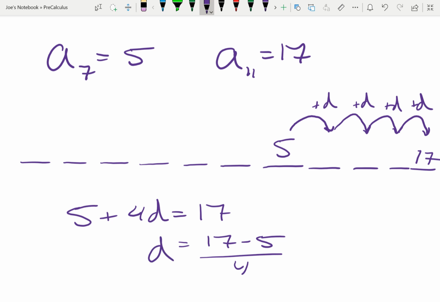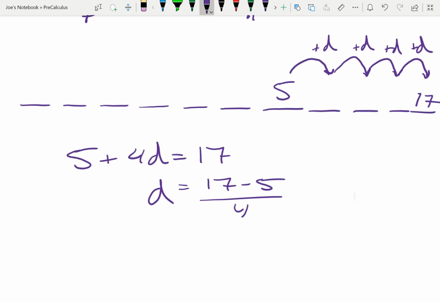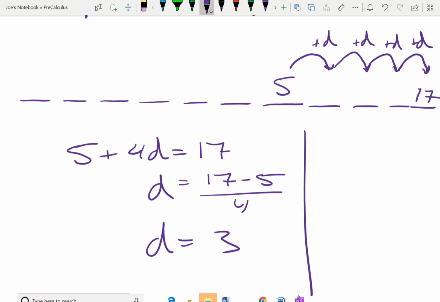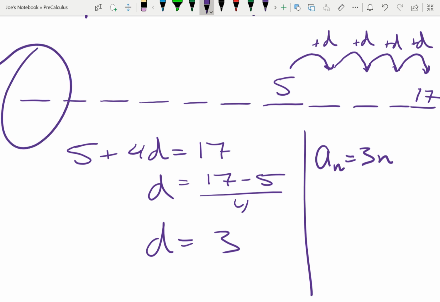Whether you show the lines, that'd be silly. You don't really have to do that. I'm just getting your head into the right place. So your difference is now 12 over 4, which is 3. So your difference is 3. So you know your formula is going to be A sub n is going to be 3n. Then you've got to get your first term. But you don't know how to get that.